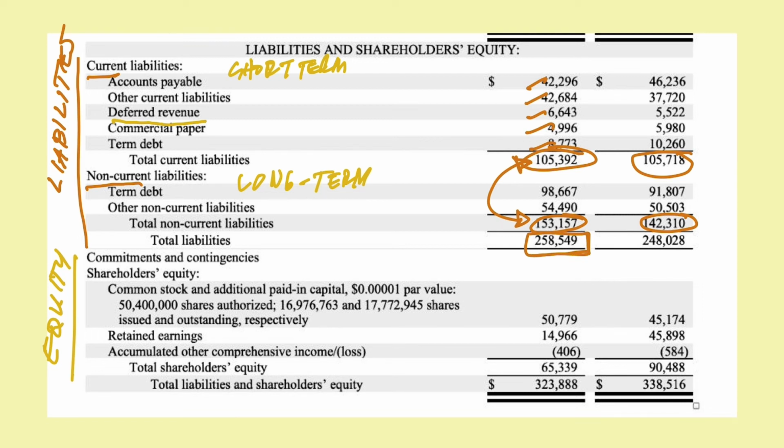Under equity, this is an example of a company that is not a partnership and not a sole proprietorship, but a type of corporation. As you can see here, we have the stocks, common stock, and we also have retained earnings, and accumulated other comprehensive income, which is separate.